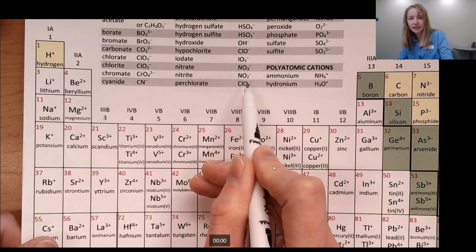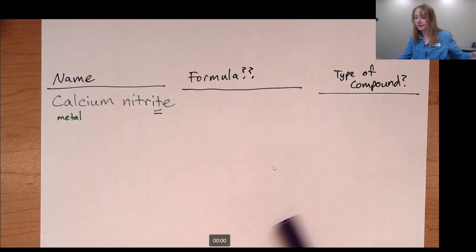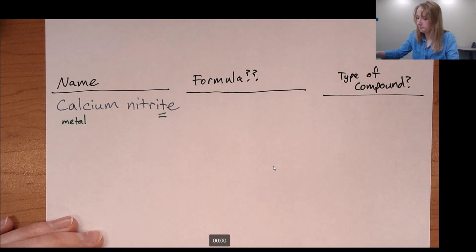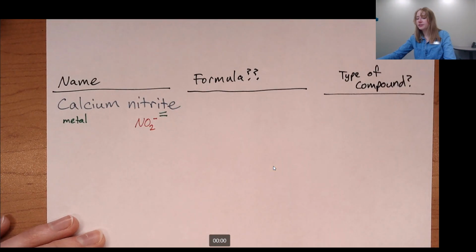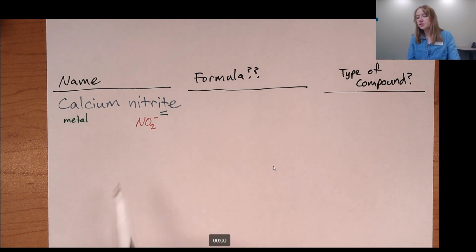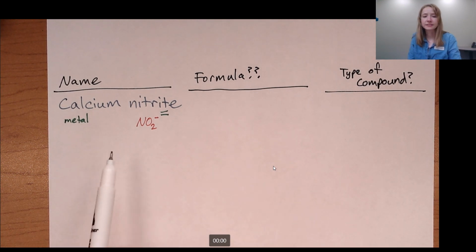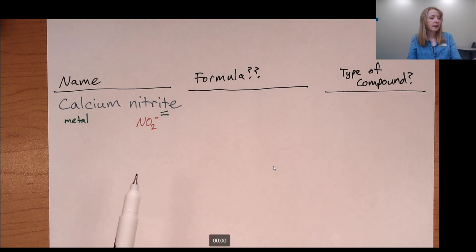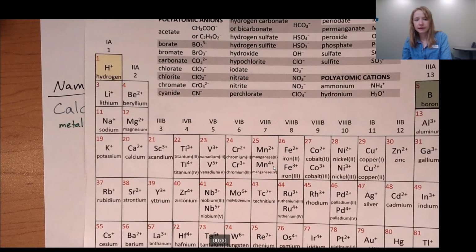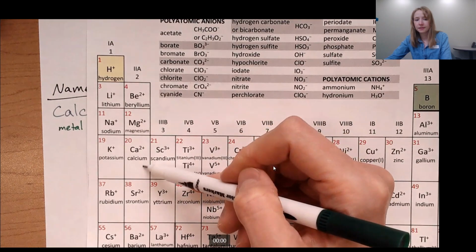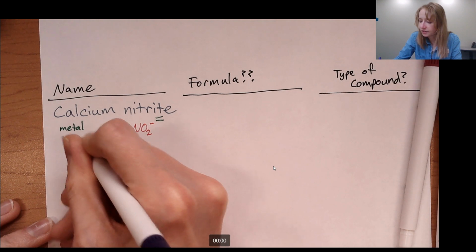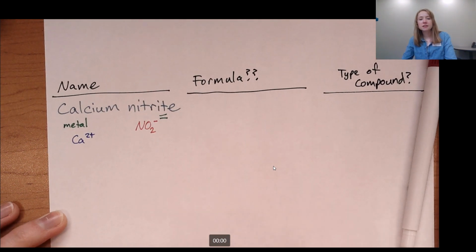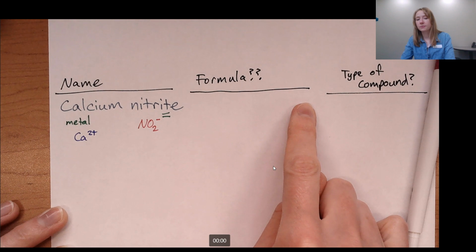Nitrite has the formula NO2 with a -1 charge. So there is my formula for nitrite. I do need to figure out what my calcium ion looks like and what charge it has. So because calcium is in group 2A of the periodic table, it forms a 2+ charge. So my calcium ion is going to be Ca2+. Now I just need to combine these ions into a compound that has a net charge of 0 to get my formula.